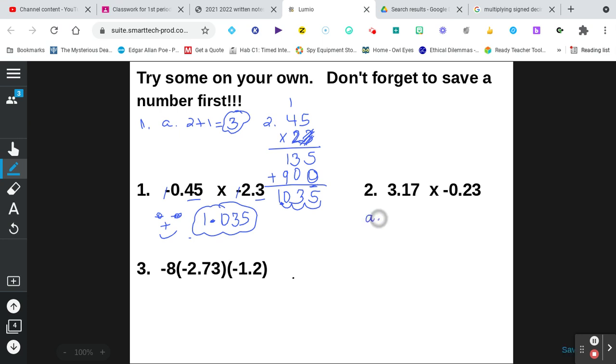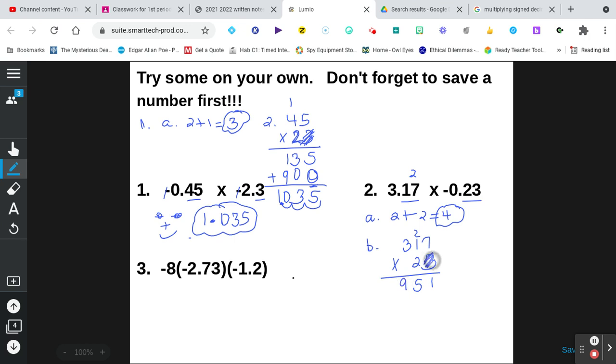All right, part A here. 2 plus 2 is 4. You're going to commit 4 to memory. And B, I'm going to multiply this as 317 times 23. 3 times 7 is 21. Carry the 2. 3 times 1 is 3, plus the 2 is 5. 3 times 3 is 9.